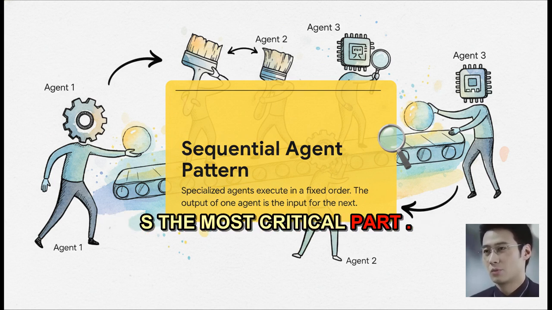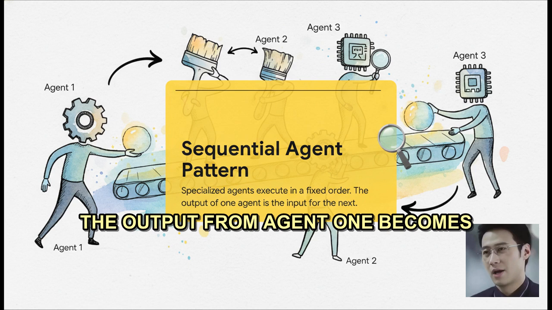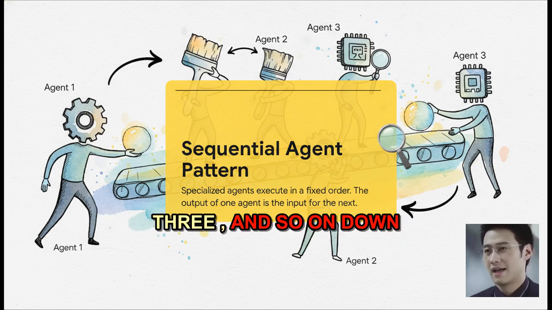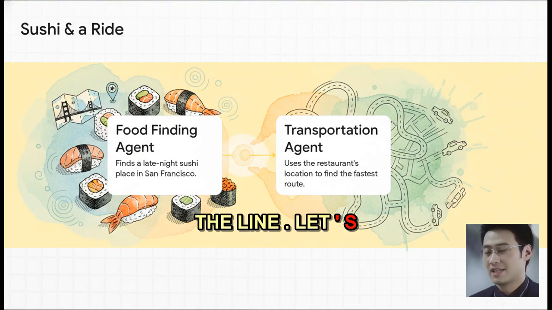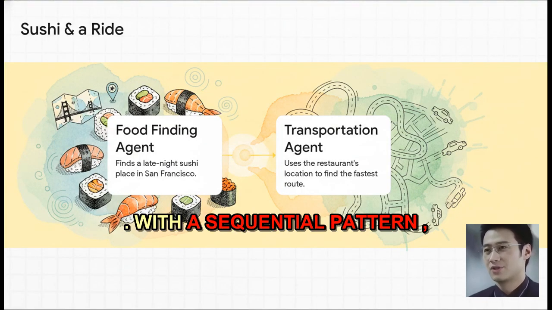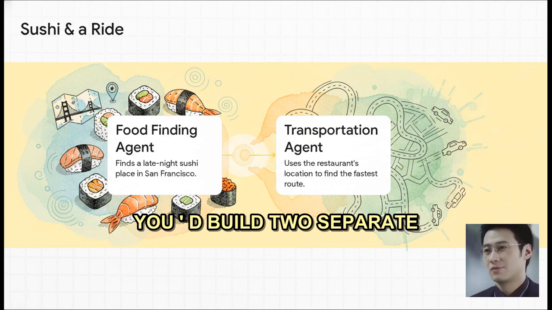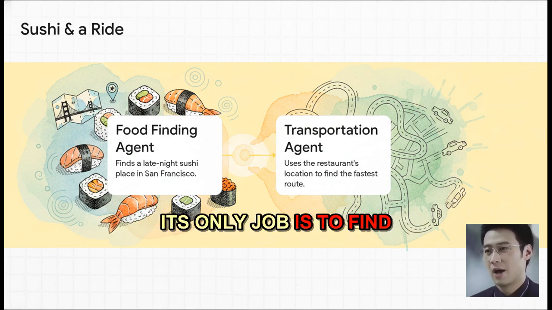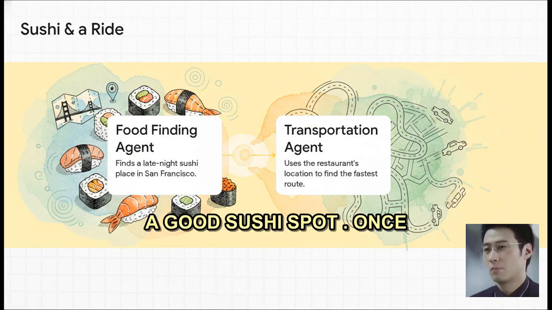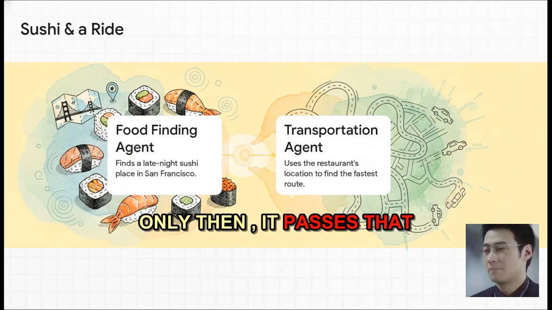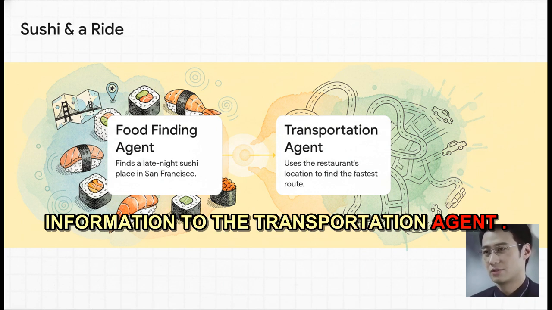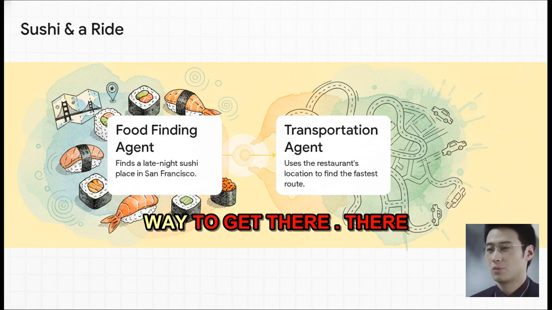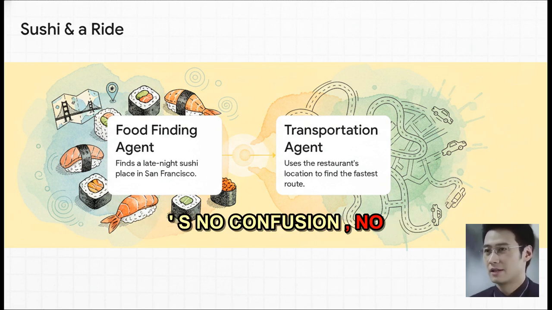And here's the most critical part. The output from Agent 1 becomes the direct input for Agent 2, which then feeds into Agent 3, and so on down the line. Let's go back to that sushi trip. With a sequential pattern, you'd build 2 separate specialist agents. First up, a food-finding agent. Its only job is to find a good sushi spot. Once it finds the address, and only then, it passes that information to the transportation agent. And that second agent's only job is to take an address and figure out the best way to get there. There's no confusion, no missed steps.